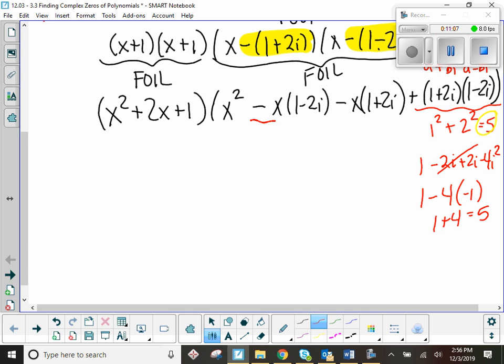See this negative x right here? Distribute, distribute. What is negative x times 1? Negative x. Very good, class. What is negative x times negative 2i? Positive 2ix, right? Smush them. Do you see any other distributives? Yes, right here. Distribute, distribute. Negative x minus 2ix. We have this 5 over here, and then we have this x squared.